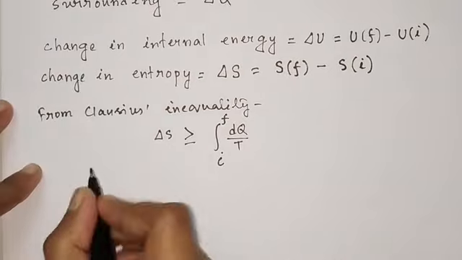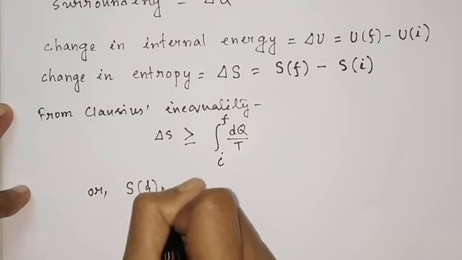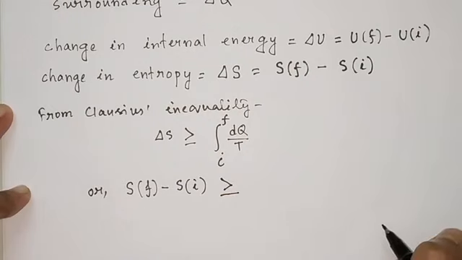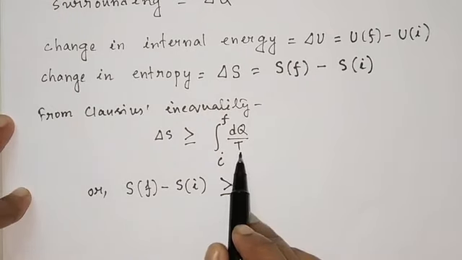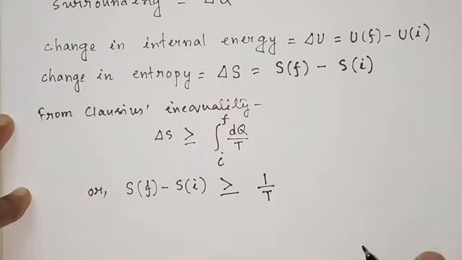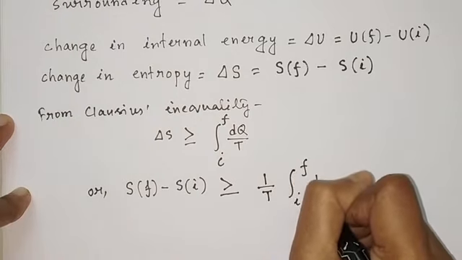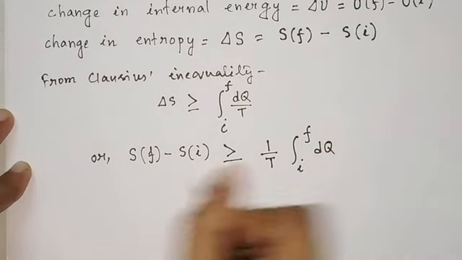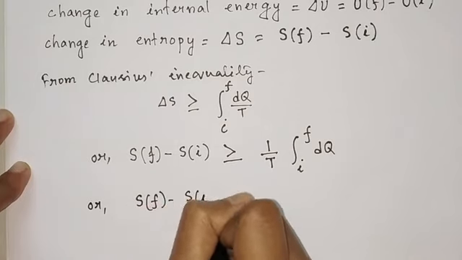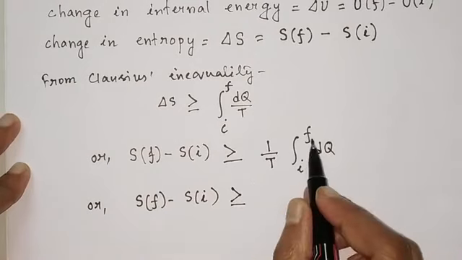So now we know the value of delta S. It is SF minus SI, which is greater or equal to, now since the process is an isothermal process, the temperature T is constant. So that's why this 1 by T will come out of the integration. Then we have the integration I to F dq, or SF minus SI greater or equal to 1 by T times the integral from I to F of dq.